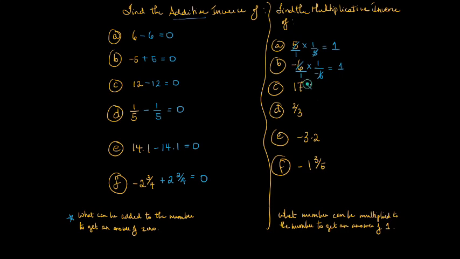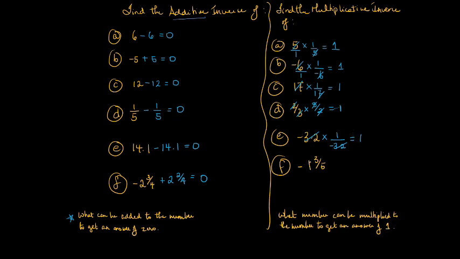Awesome. So you should have gotten 17 times 1 over 17. You should have gotten 3 over 2. So you cancel this, 3 cancel it, 2. And you get 1. And we should have gotten here 1 over negative 3.2. These two cancel out, we get 1.